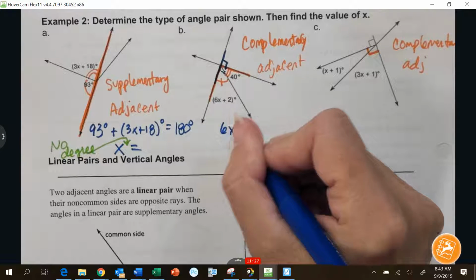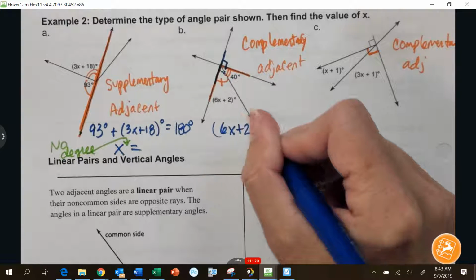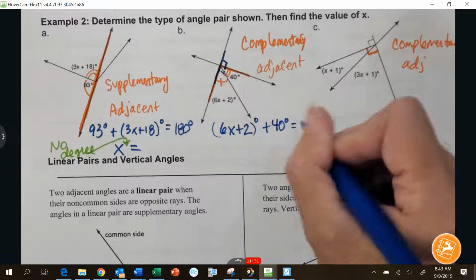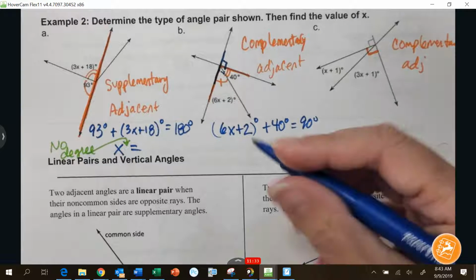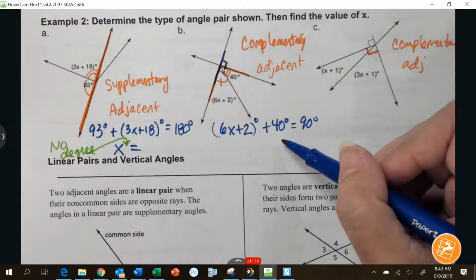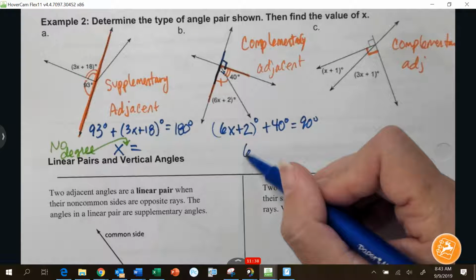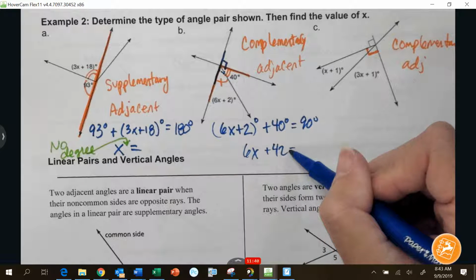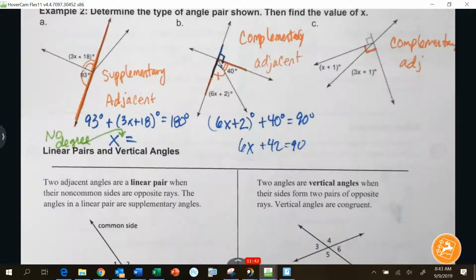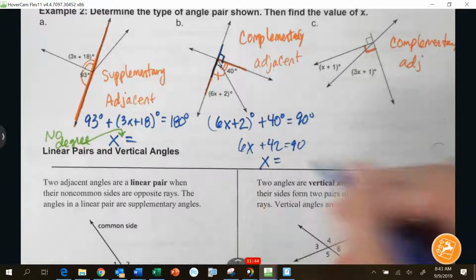Okay, so if they're complementary, we're going to take 6x plus 2 degrees, and we're going to add on 40 degrees, and that's going to equal 90 degrees because they're complementary. Again, you can ignore the degree symbols when you solve it. There, I just dropped them. And then you'll get x equals, and x will not have a degree symbol.